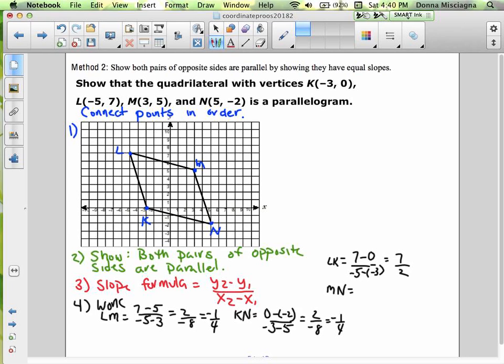All right, so it would be 5 minus, that's going to be the same as 5 plus 2. And then 3 minus 5. Wait, make sure I started with the right one. 3 minus 5, yeah.